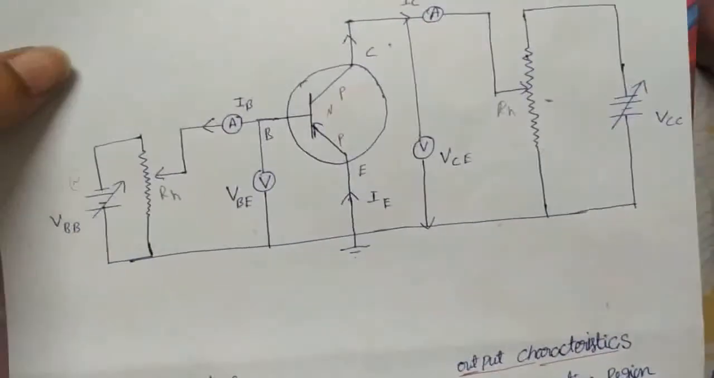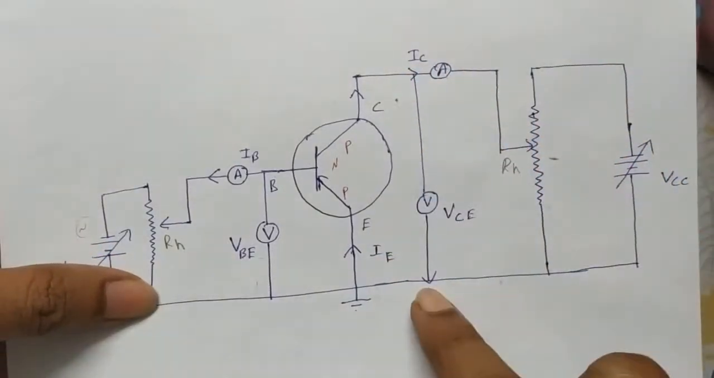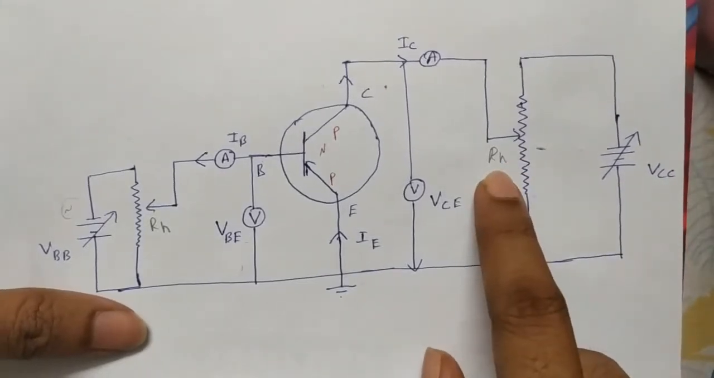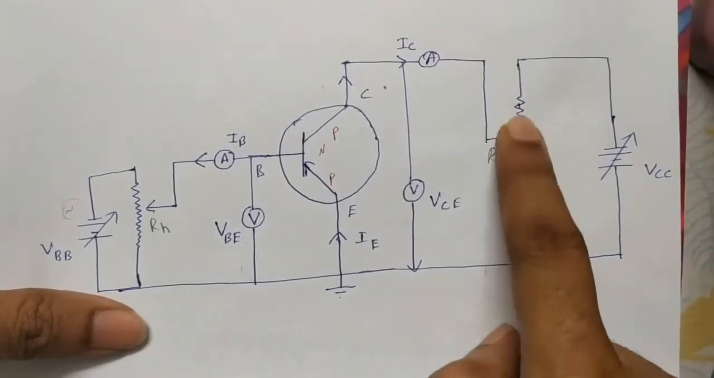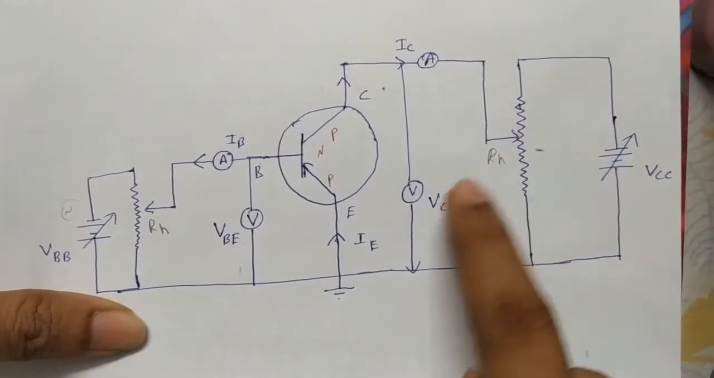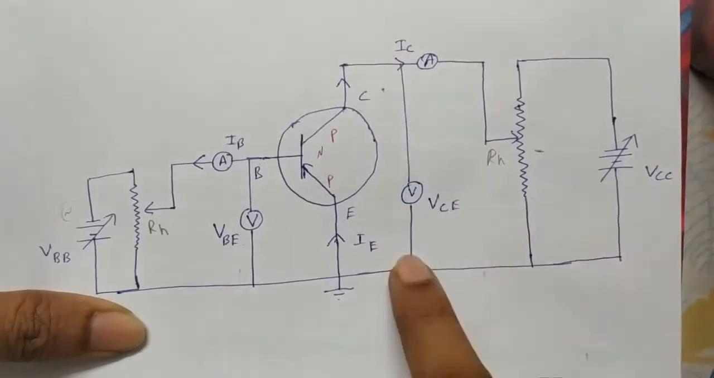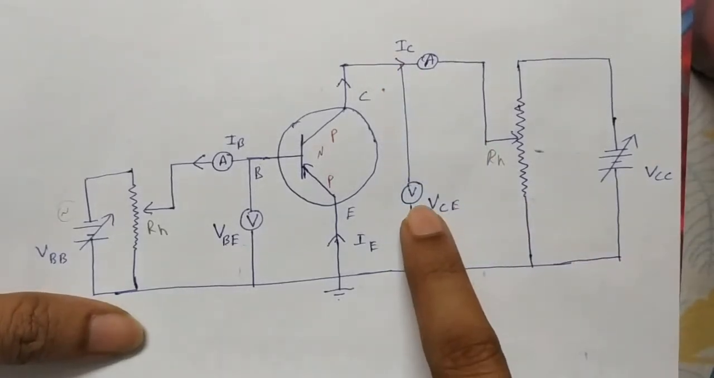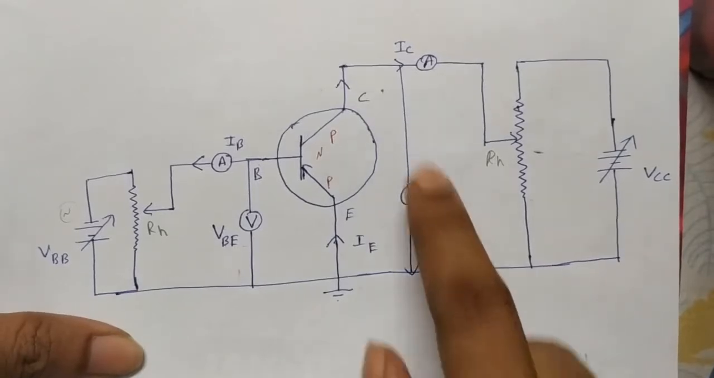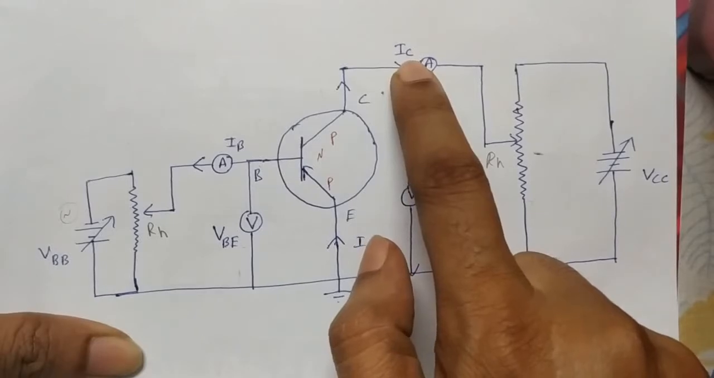Now we'll see about output. Collector and emitter is the output. Across this we are connecting a battery, that is VCC, and using a rheostat RH. By adjusting the resistance we can adjust the potential here, and whatever potential is generated across collector and emitter, you can measure with the voltmeter, that is VCE. And again there is an ammeter which measures the current flowing through the collector, that is IC.